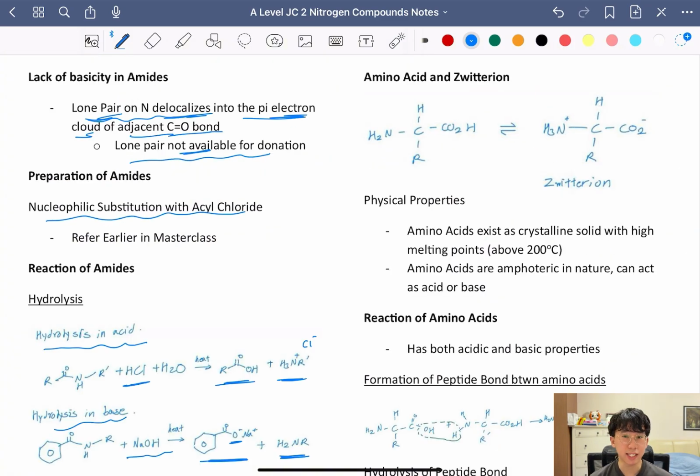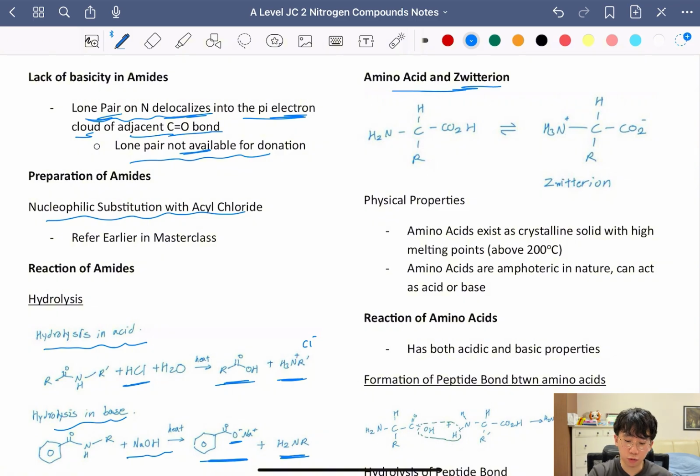Now moving on to your next nitrogen compound, we're going to be talking about amino acids. You're always going to be hearing about amino acids, especially if you're a bio student, and this is because amino acids are one of the building blocks of proteins. Amino acids also have very interesting chemical properties in the sense that you can form Zwitter ions from your amino acids as well.